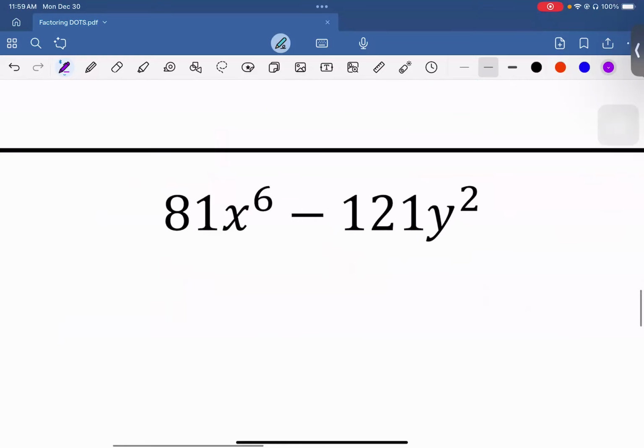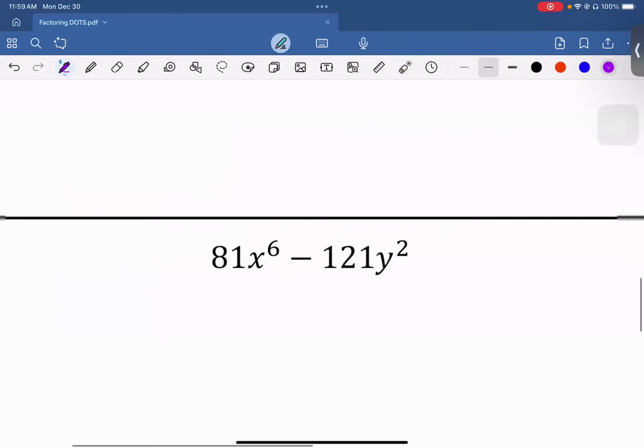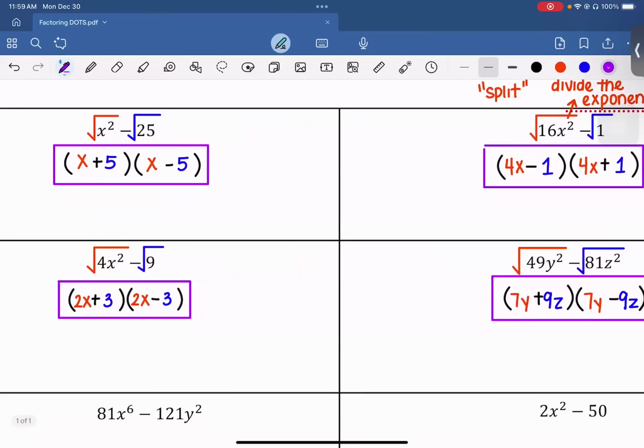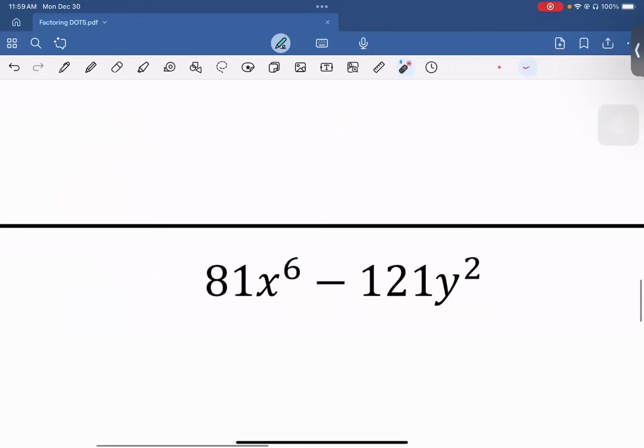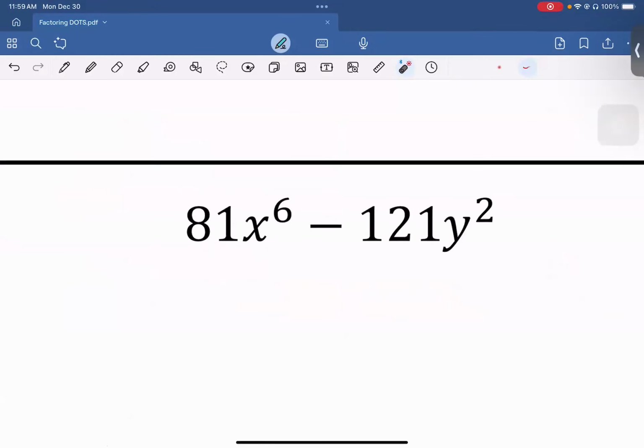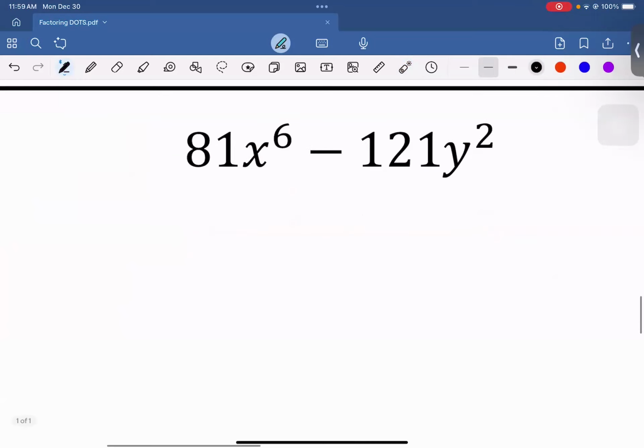Okay, now we see something like this. We notice here that our power is not 2. We've only been seeing an exponent of 2 for each of these, but now this one is a 6. Again, we're literally going to do the same exact thing. We have 2 terms, we have perfect squares, we have even exponents, and we have subtraction. There's no reason why we couldn't do dots for this one.